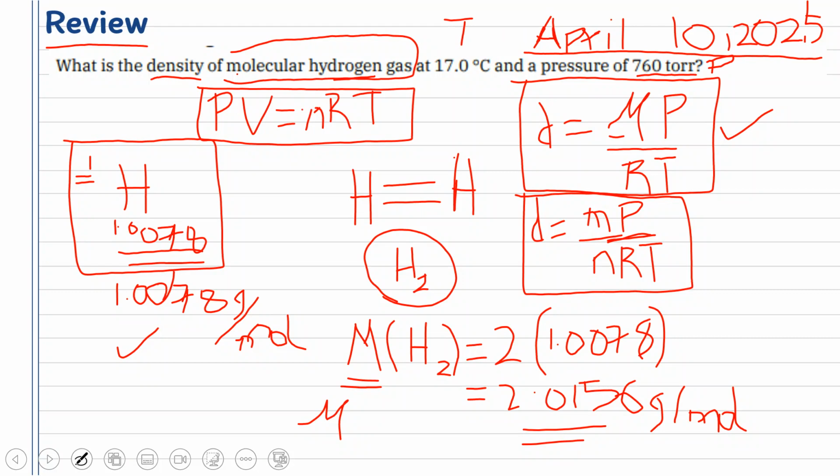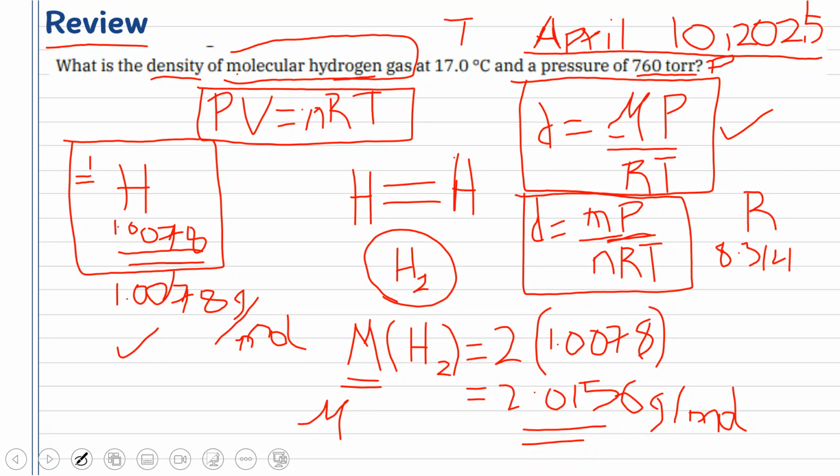What is our gas constant? Remember, I told you there are two values for gas constant. One value is 8.314, but that value is in kilopascal liters per mole per Kelvin. If you use that, it means your pressure should be in kilopascal.